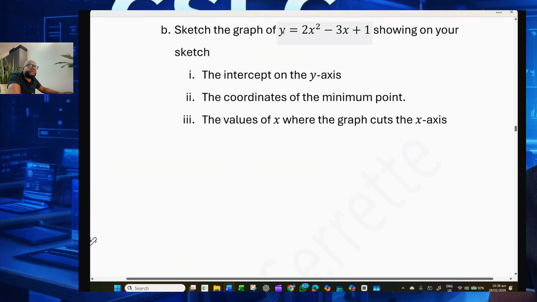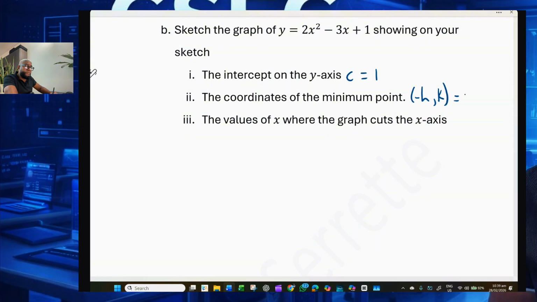Now, sketch the graph of y is equal to 2x squared minus 3x plus 1. Show on your sketch the intercept on the y-axis. What's the value of c? It's positive 1. Now, the coordinates of the minimum point will be given by negative h comma k. We already wrote negative h as positive 3/4, and k would be negative 1/8.